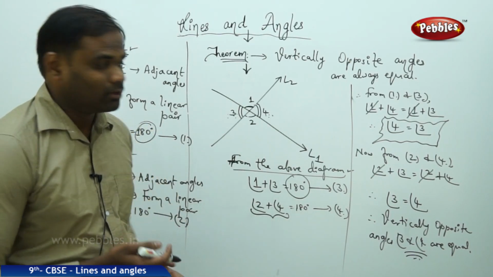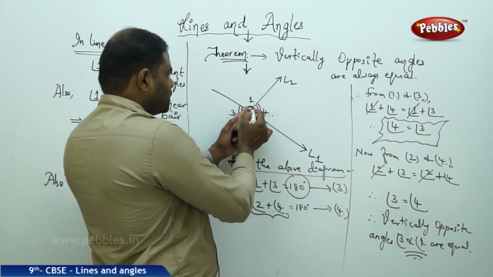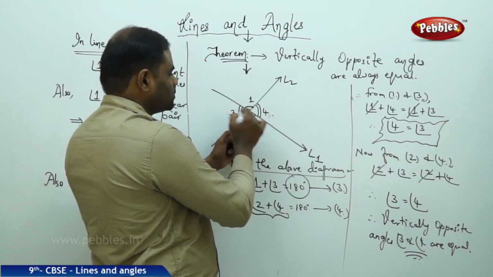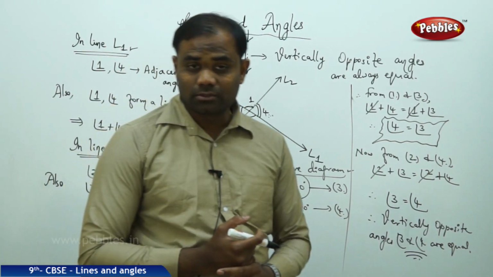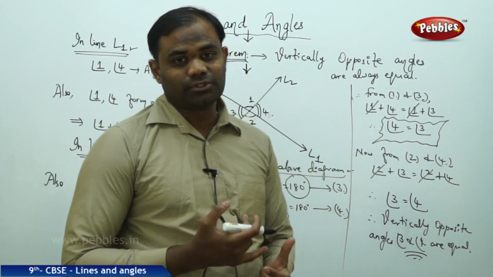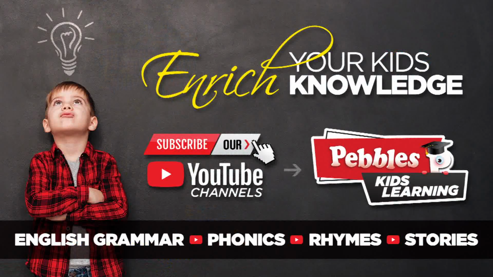Yes, they are, because when angle 3 is equal to angle 4, then angle 1 is 180 minus angle 3 and angle 2 is 180 minus angle 4, so we can prove that angle 1 and angle 2 are also equal. Let's see how we can show the other pair being equal from this. Continued.